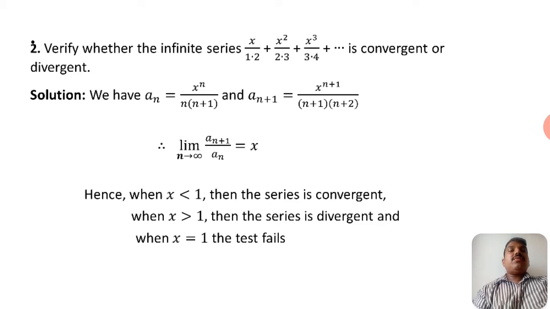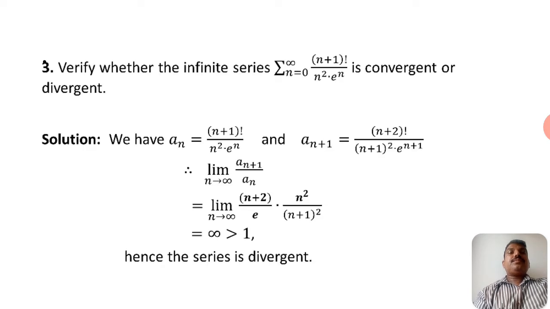Therefore, limit n tends to infinity a_(n+1) by a_n is equal to x. Hence, when x is less than 1, the series is convergent. When x is greater than 1, then the series is divergent. And when x is equal to 1, the test fails.